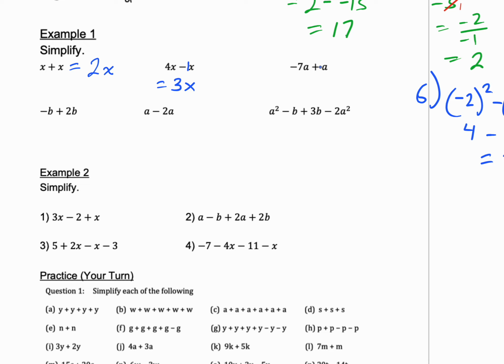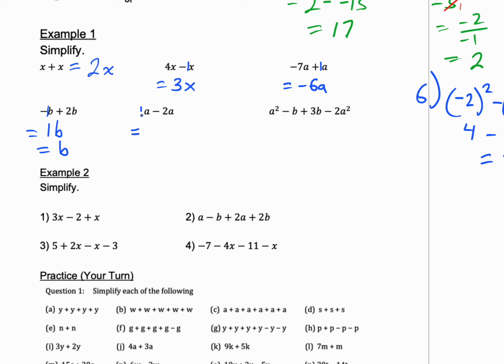So basically what you have to do is you look at the numbers in front of the variable, which are called coefficients, and we add those together. So we have negative 7 plus 1 is negative 6, so we get a negative 6a here. And this one here, this negative means it's like a negative 1. Negative 1 plus 2 is positive 1. So we have 1b, which you can write as just simply b.